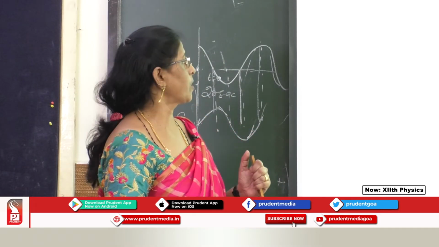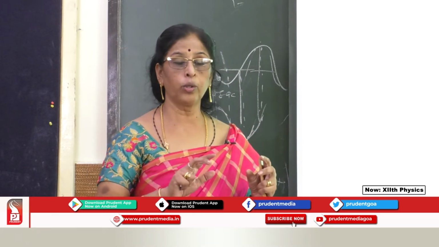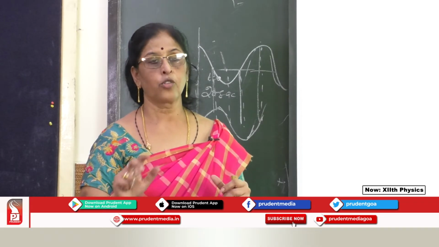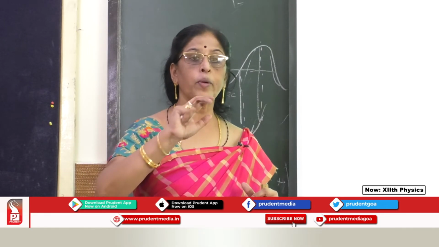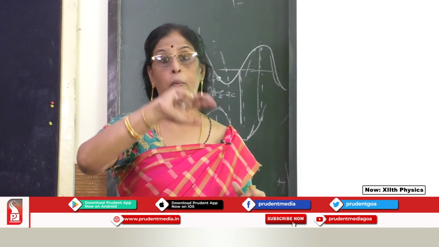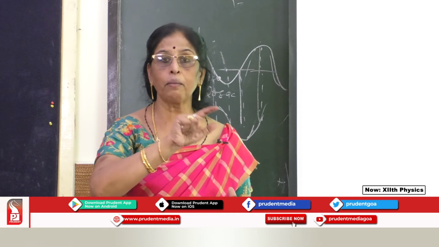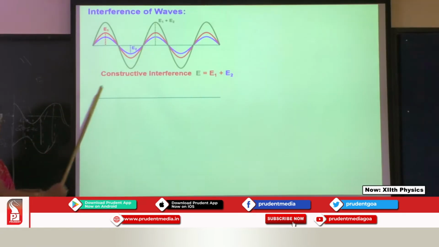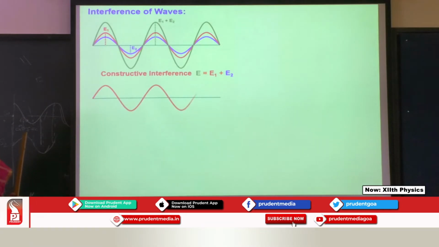So in the constructive interference, both the crest and the crest meet, and the trough and the trough meet. So it is constructive, because the amplitudes are just adding up and the resultant is a big wave which is a sum of both the amplitudes. You can see them in green color, which is a bigger wave.